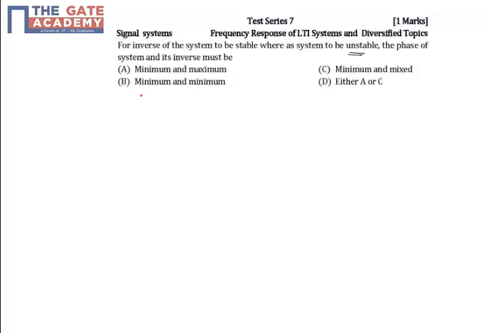So I'll consider the system transfer function as H of z, which is equal to A of z by B of z. So this is the system transfer function. The inverse of the system I can take as G of z, which is nothing but 1 by H of z. This is equal to B of z by A of z.